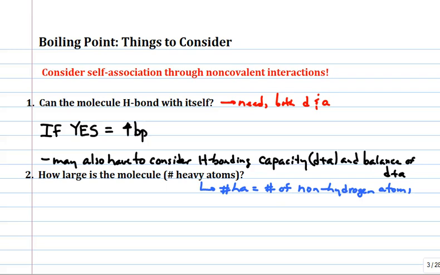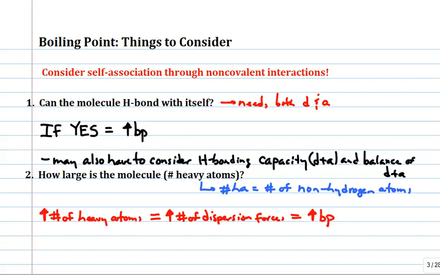All right. Well, we have a rule here. As you increase the number of heavy atoms, in general, you will increase the number of dispersion forces between the like molecules, which will tend to increase boiling point. So the size of the molecule impacts boiling point.